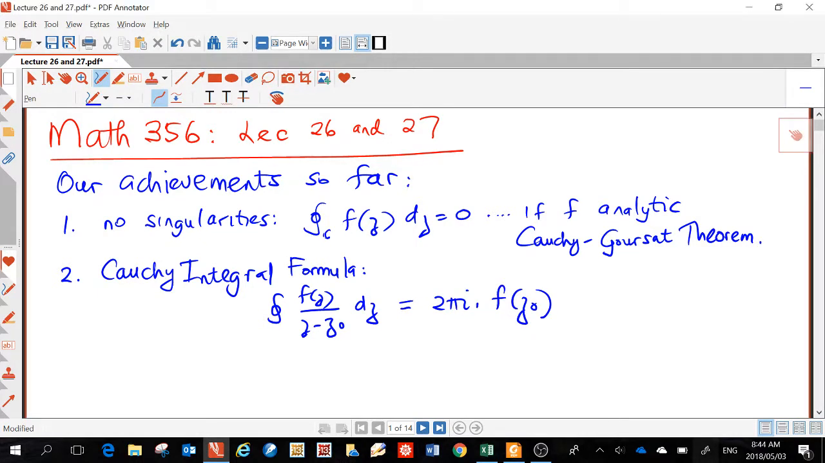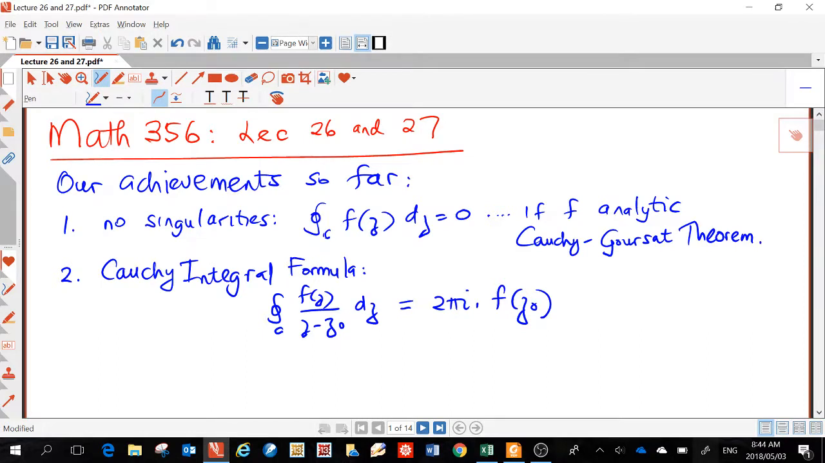The line integral on a contour C of f of z over z minus z naught. So z naught is a point of singularity. If there's no singularity, the line integral is 0. If there's a singularity, then there's a formula: 2 pi i times f of z naught. Plug in the z naught into the top numerator, and the game is over. The answer is the integral.